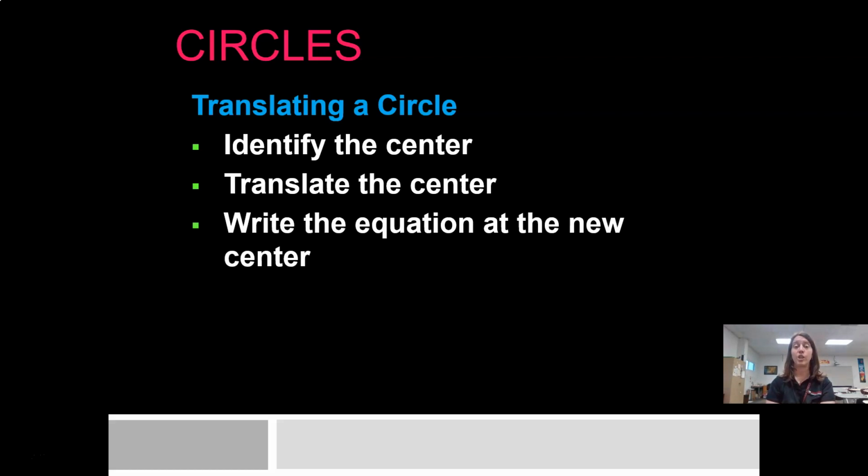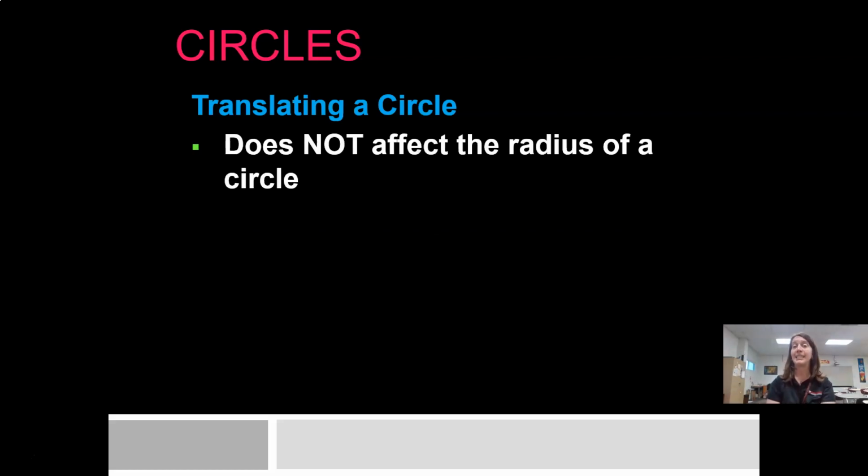Once you've translated the center, you're going to write your equation at the new center. Our job will be to write the new equation, then we're going to graph both circles on the same Cartesian plane. That way we can see, okay, here's my original circle, and then here's the new circle after I've translated so many spaces. Now, listen carefully. Something that is true about a translation, it does not affect the radius. If the original circle has a radius of 5, the translated circle also has a radius of 5. You are not changing the size of the shape. All that you are changing is where it's located, which only affects the center.